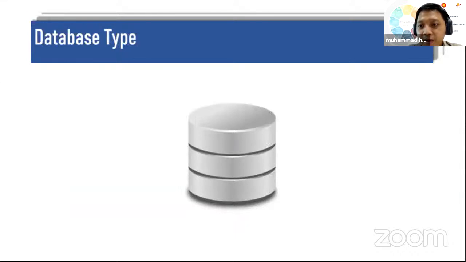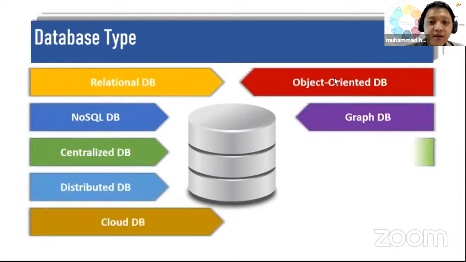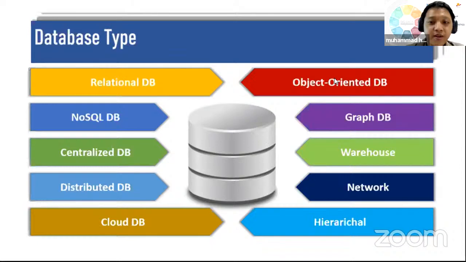Wait a minute. Before I continue this explanation, how many databases have we seen so far? Is it only relational database or NoSQL or any more? Okay, here we go. We can see there are more than 2 types of database. There are relational database, NoSQL database, centralized database, distributed, cloud, OODB, graph, warehouse, network, and hierarchical.